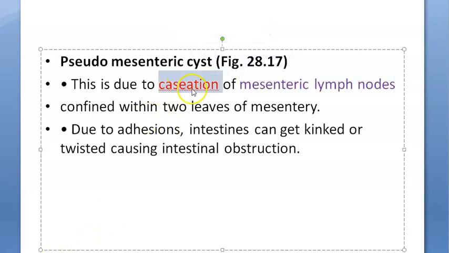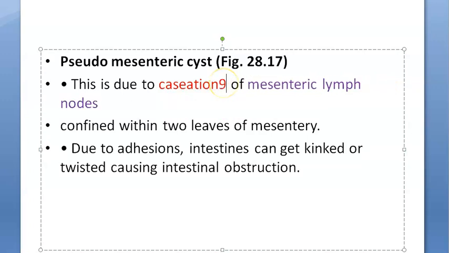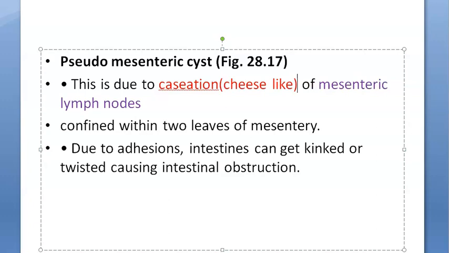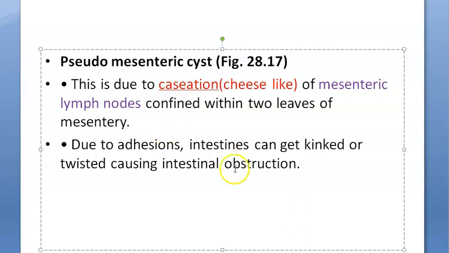We have heard of caseating necrosis and all that, right? Basically, caseation is a condition which is characteristic of tuberculosis. Diseased tissue will form a dry, cheese-like mass. Caseation of mesenteric lymph nodes, because it got confined between the two leaves of mesentery.